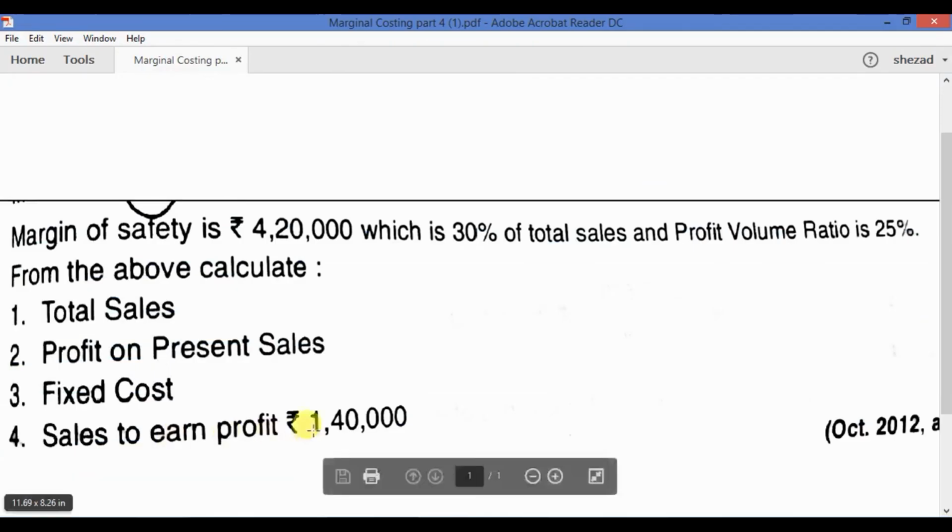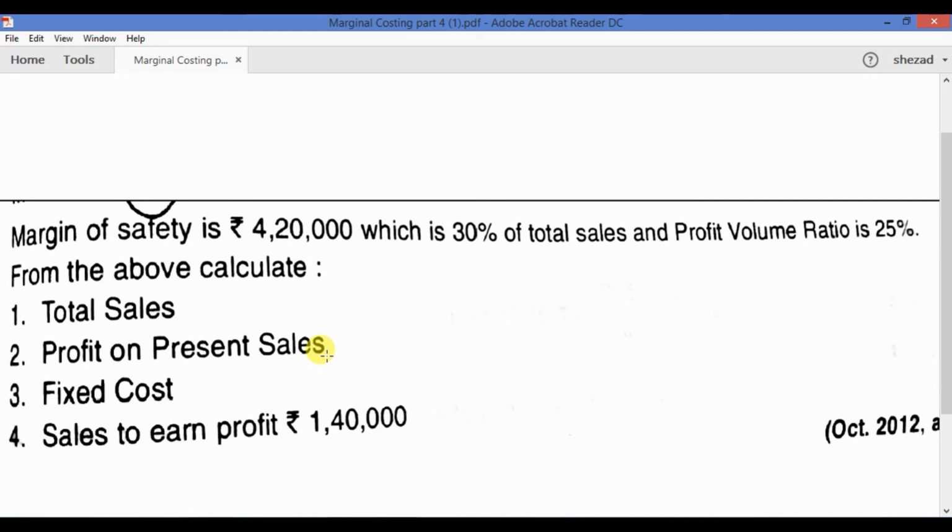Now friends, I think I have completed the sum. This is the last lecture for marginal costing, and in the next part of marginal costing I will be covering questions related to decision making.